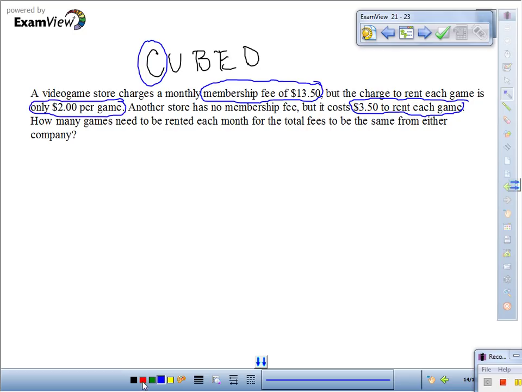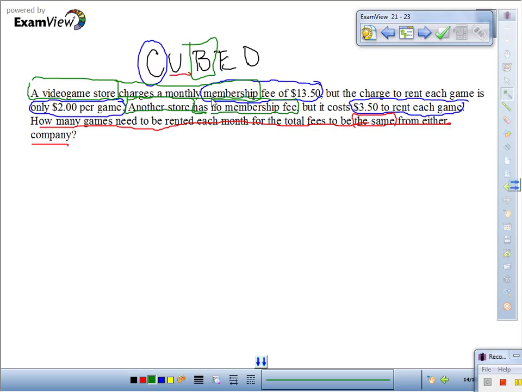Okay. Underline the question. How many games needed to be rented each month for the total fees to be the same? So box the word same so that you won't forget that that's the keyword. Next, let's box the items they're talking about. Who are they talking about? A video game store and another store. Okay. What else is important? That one charges a monthly membership fee and the other one has no membership fee. That's important. Okay. Exclude any other information. Let's draw our table. How many companies are we talking about?